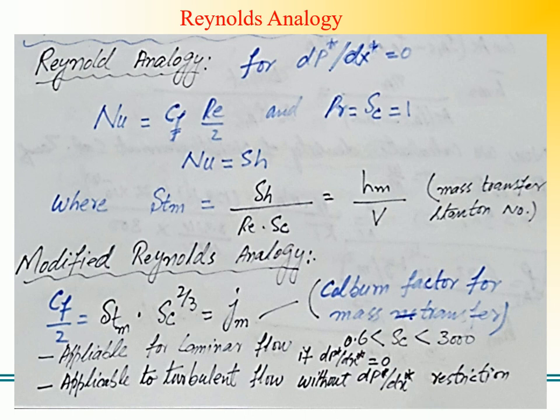It is applicable for laminar flow if and only if dp star by dx star is equal to 0, and it is applicable to turbulent flow without any restriction on dp star by dx star, the gradient of the pressure along the x direction. So once it's a turbulent flow, you can use this equation for the Colburn factor for mass transfer without any restriction. But if it is a laminar flow, then you have to consider whether dp star by dx star is 0 or not, whether the gradient of pressure along the x direction is 0 or not.